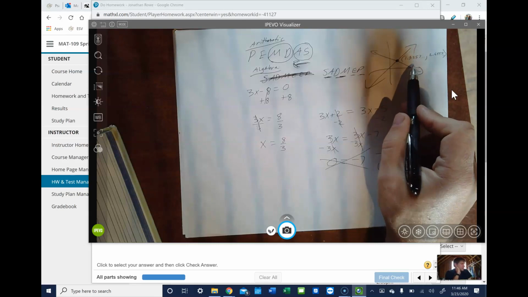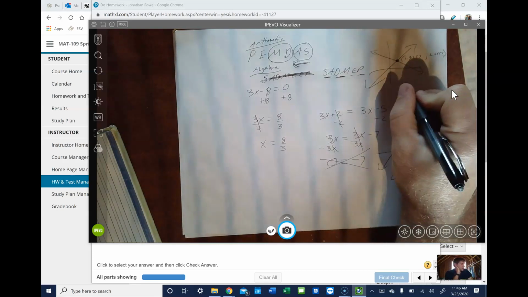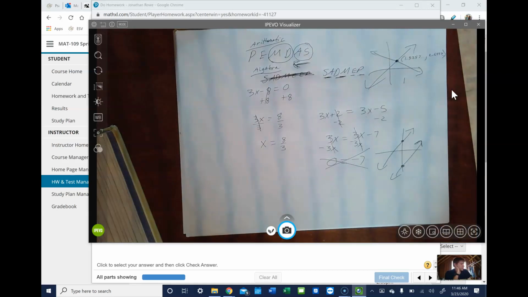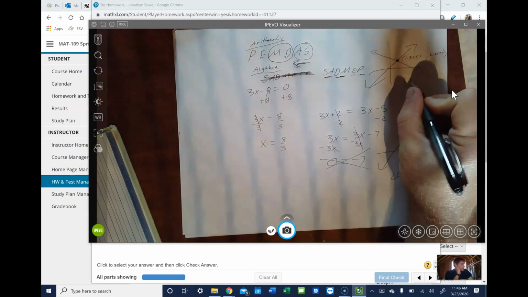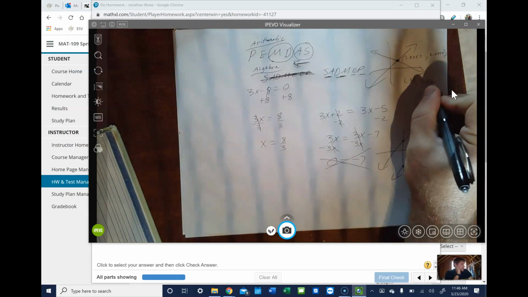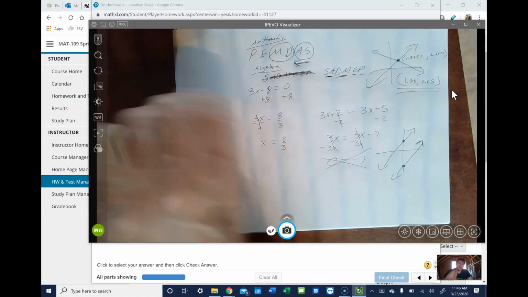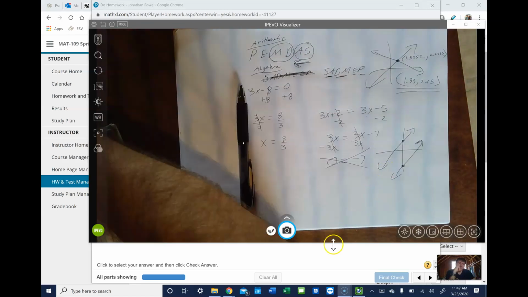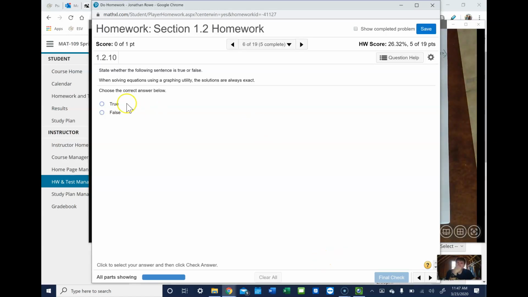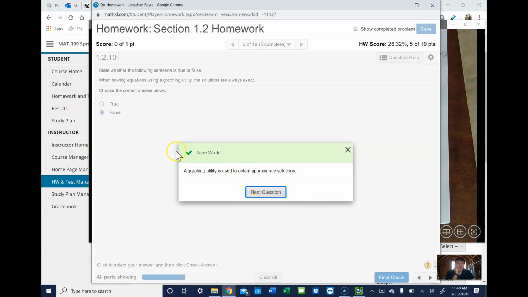It's a rounded answer. So maybe we would round our answer here to the second decimal place, we'd say 1.33 and 2.65. And that would be okay. It would be a rounded, approximated decimal. So our answer here, when solving equations using a graphing utility, the solutions are always exact. That is false. They are not. Don't you just love getting that green check mark? I mean, when you're doing Math Excel, you just learn to love the green check mark.